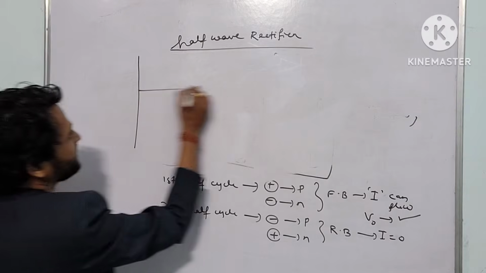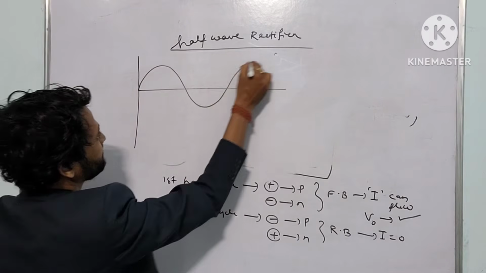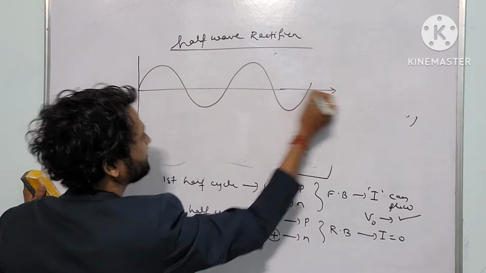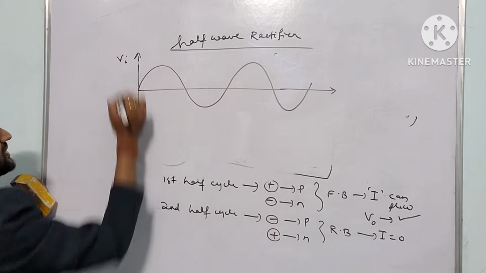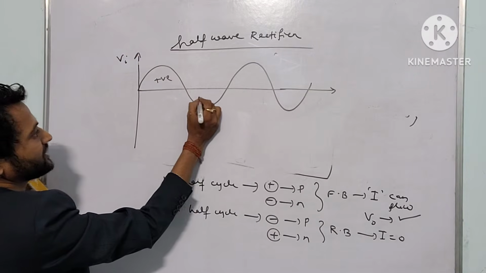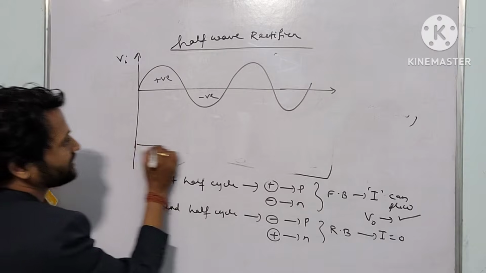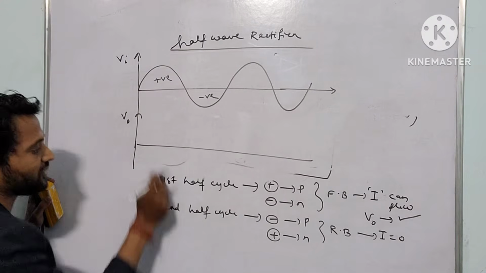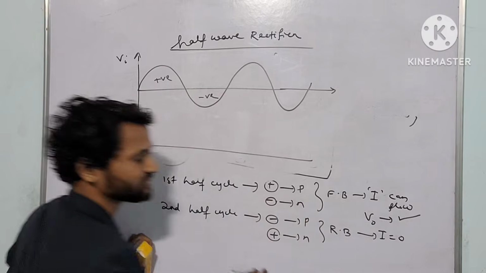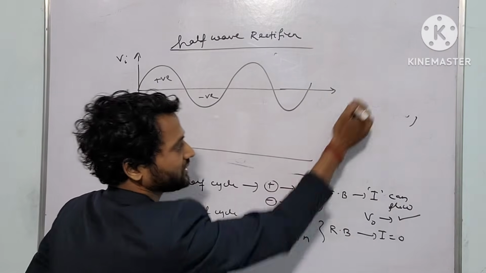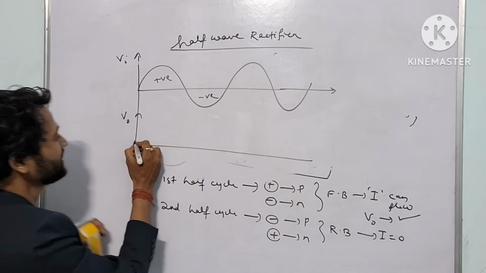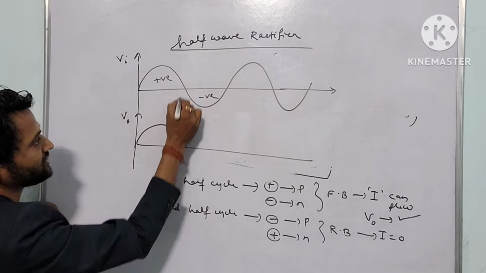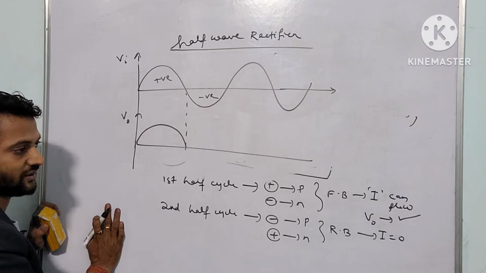Okay, this is your input voltage, with supply frequency 50 Hz. This is the positive half cycle, this is the negative half cycle. Let this one be your output voltage. During the positive half cycle, it is forward bias, so current can flow through the external resistance, and voltage will drop. So you'll be getting the same nature of voltage over here.